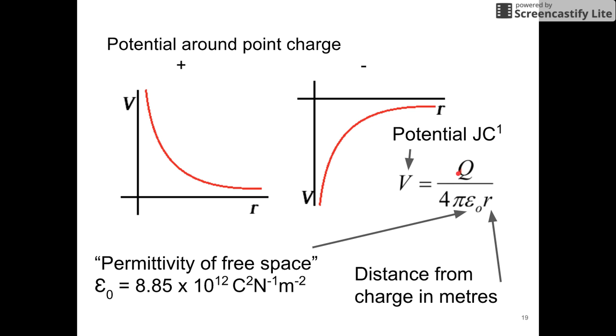That's because the equation for potential is Q over 4 pi epsilon naught R. Bear in mind that's not R squared. Just like in gravitation, potential is just over R. And it's positive or negative depending on whether it's a positive or negative charge. Units are joules per coulomb, because it's the amount of energy per unit charge.